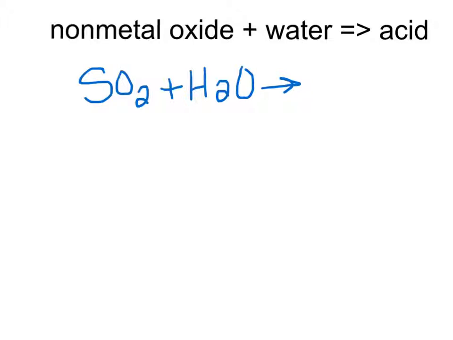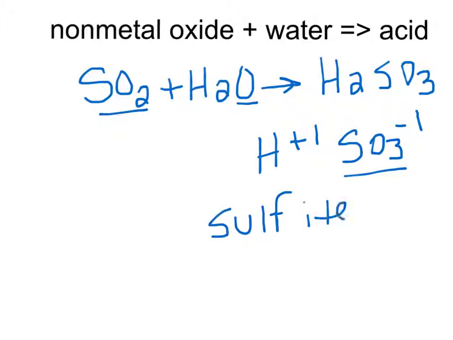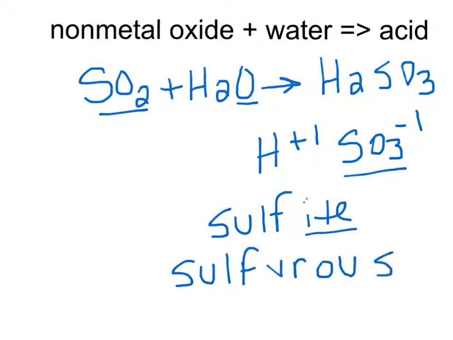Sulfur dioxide, SO2, plus water, again H+1. If you look at what's left, you have SO2 and another O, that's SO3, the polyatomic sulfite. And so to cancel the charges, you would need H2SO3. Because this polyatomic is sulfite, an ITE ending changes to OUS when you have it in an acid. So this is sulfurous acid.